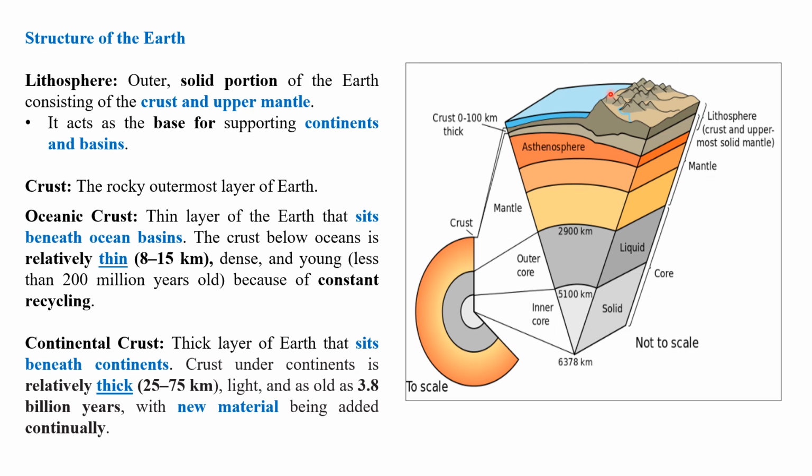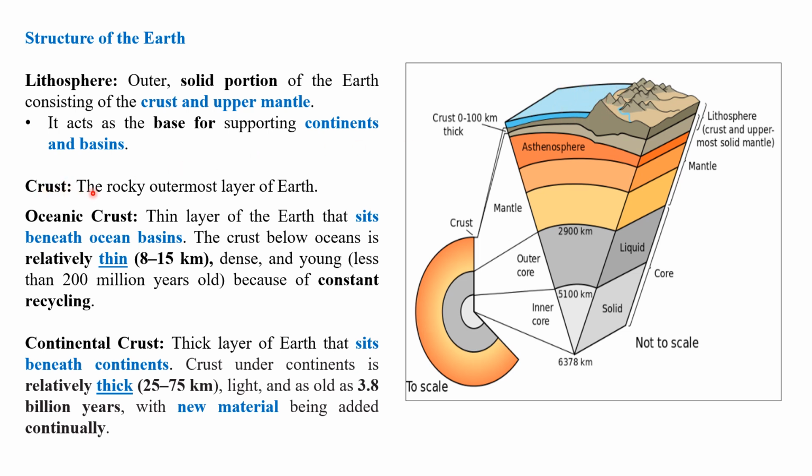See, in this diagram, what are the various components and structure of the earth, right? First, we shall talk about the lithosphere, that is the top portion. It is the outer solid portion of the earth consisting of the crust and upper mantle. We can see in the diagram, the lithosphere has been shown on the top. It acts as the base for supporting continents and basins. Continents means the land part and basin means the bottom of the ocean.